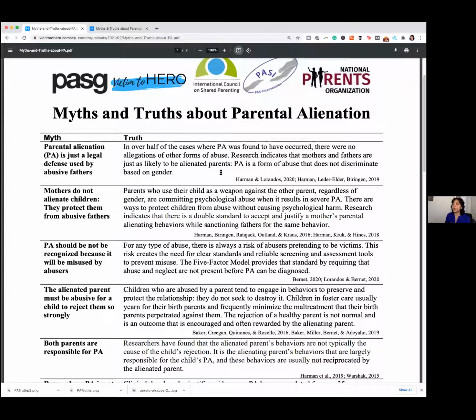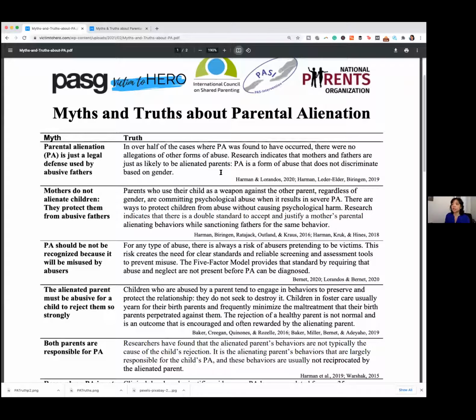Okay, so the second point of this is that mothers do not alienate children; they protect them from abusive fathers. So this is another myth. Well, parents who use their child as a weapon against the other parent, regardless of gender, are committing psychological abuse when it results in severe parental alienation. There are ways to protect children from abuse without causing psychological harm.